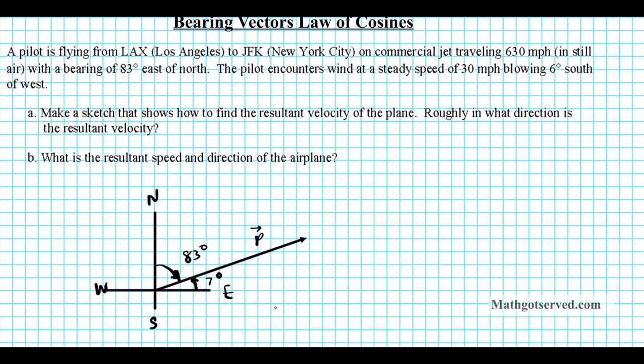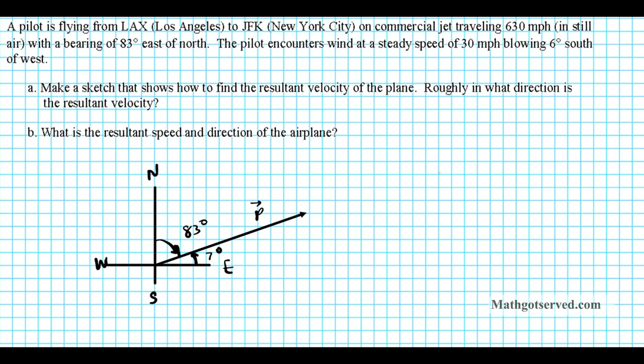Now the next thing we're going to draw is the wind vector. The wind vector is blowing at 30 miles per hour, 6 degrees south of west. Yeah, there's a typo here. This is supposed to be south of east, 6 degrees south of east. Sorry about that. So the wind is blowing 6 degrees south of east.